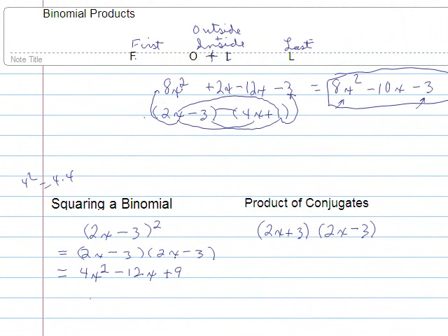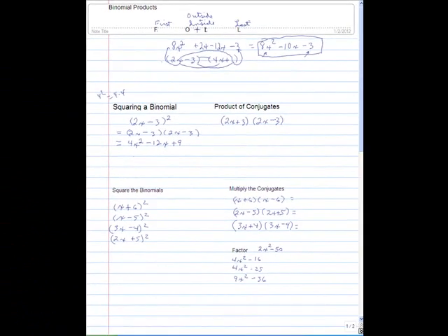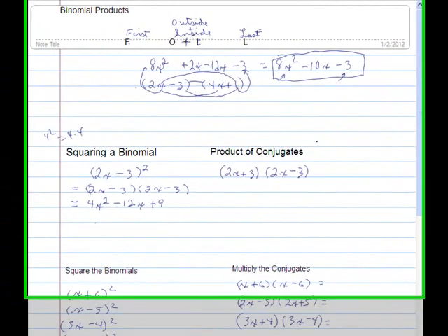Now let's take a look at something that's almost exactly like that, just a slight difference. It's called a product of conjugates. Instead of 2x minus 3 times 2x minus 3, it's 2x minus 3 times 2x plus 3. The two binomials are almost the same, but they differ only in their center terms. And when you have two binomials that way, they are called conjugates.